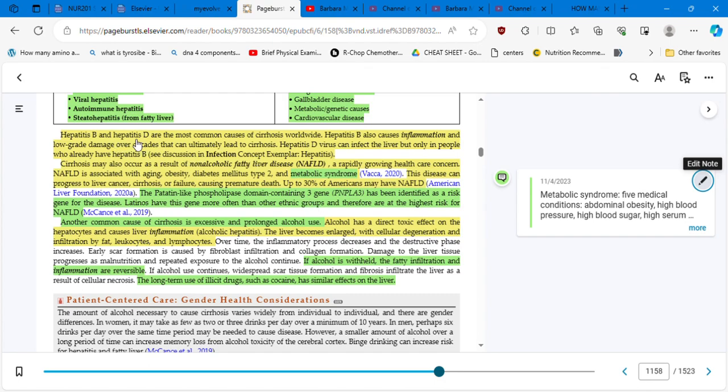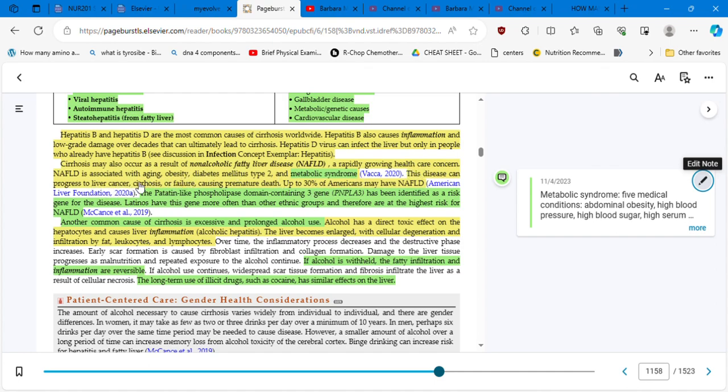Hepatitis B and hepatitis D are the most common causes of cirrhosis worldwide. Hepatitis B also causes inflammation and low-grade damage over decades that can ultimately lead to cirrhosis. Hepatitis D virus can infect the liver, but only in people who already have hepatitis B. So hepatitis D and B go together. Cirrhosis may also occur as a result of non-alcoholic fatty liver disease, a rapidly growing healthcare concern.